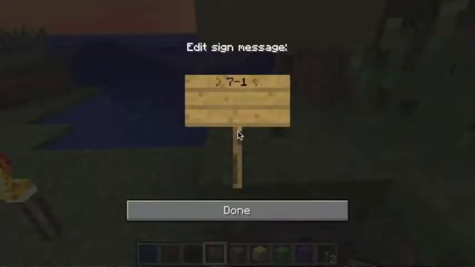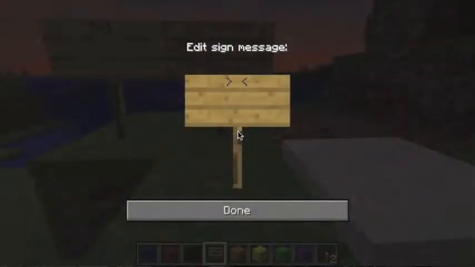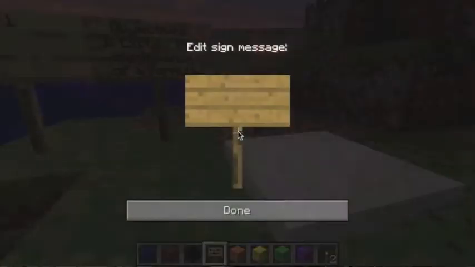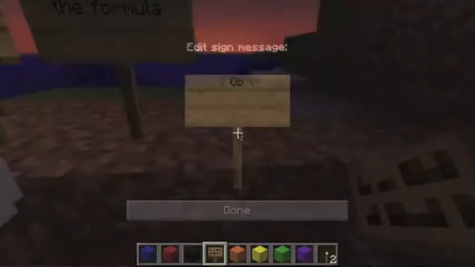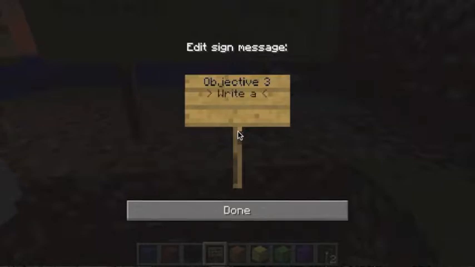In Chapter 7, Section 1, we're going to be looking at chemical formulas. So we are going to be learning what a chemical formula is and what information we can get from a chemical formula. We are going to learn how to write the name of both ionic and molecular compounds when given their formula. And we are going to learn how to write the formula for both ionic and molecular compounds when given the name.